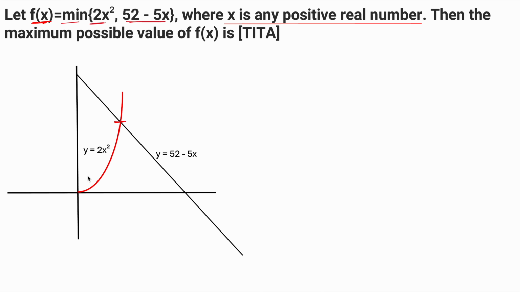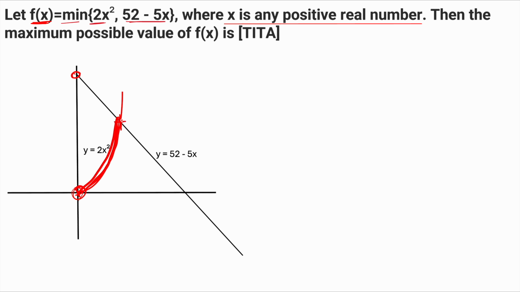As an example, when x is 0, we have the origin. At that point, y is equal to 2x square will be 2 into 0 square or 0, whereas y is equal to 52 minus 5 into 0 will be 52. Between 52 and 0, 0 is lesser. So f of x at x equal to 0 is defined by this point 0. You will notice that before this meeting point to the left, y is equal to 2x square is always smaller than 52 minus 5x. So for all the points to the left of the meeting point, we will refer to the graph of y is equal to 2x square for f of x.